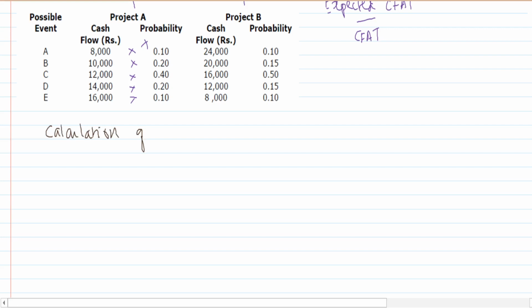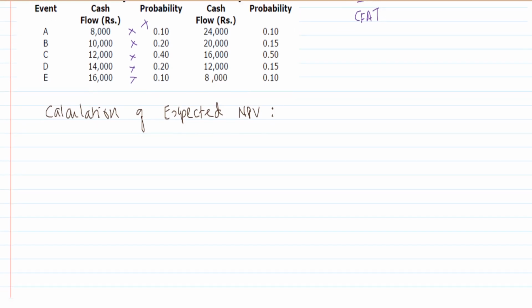Calculation of expected NPV. Whenever we are using probabilities, we will use the word expected. Just see the way I'm planning to solve this question. Our discount rate is 10%. It is common, so I am writing it here.